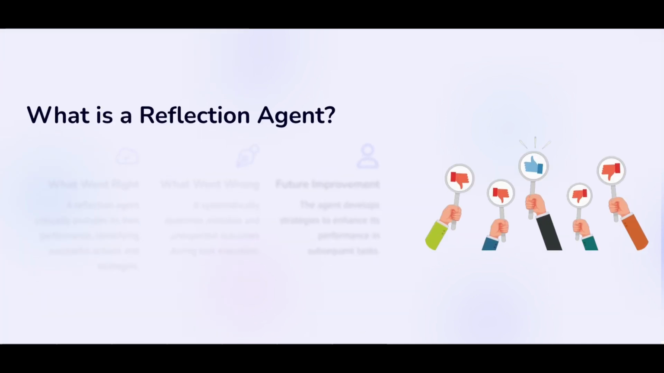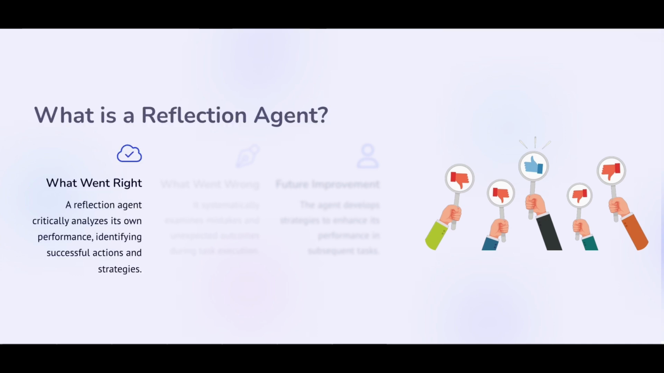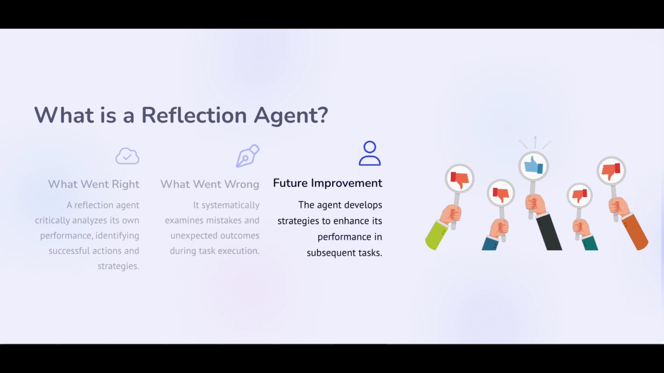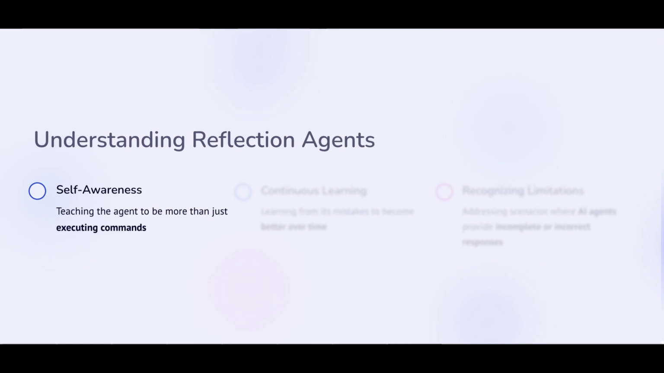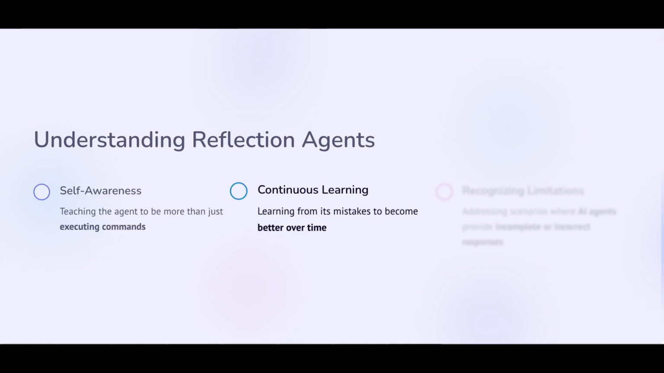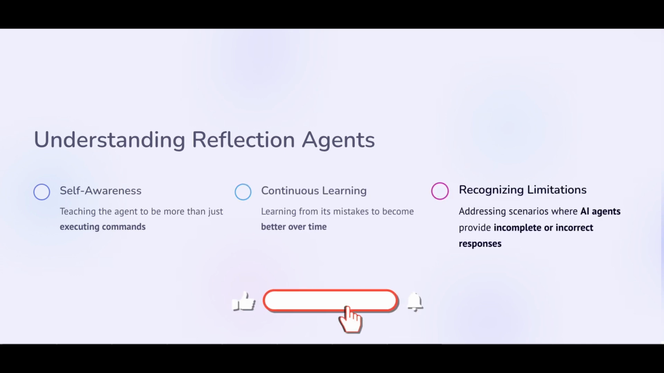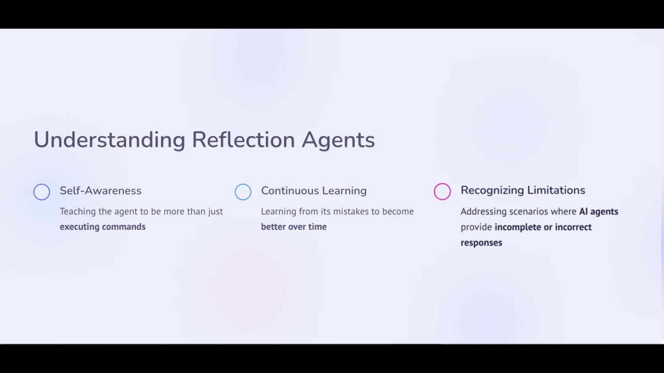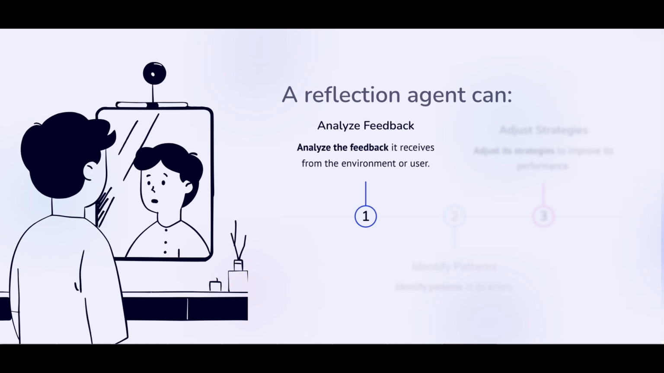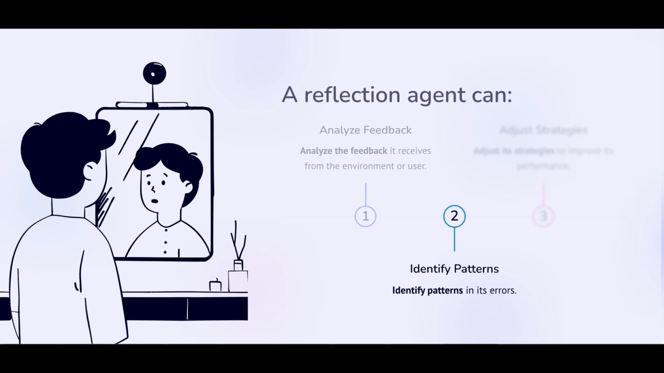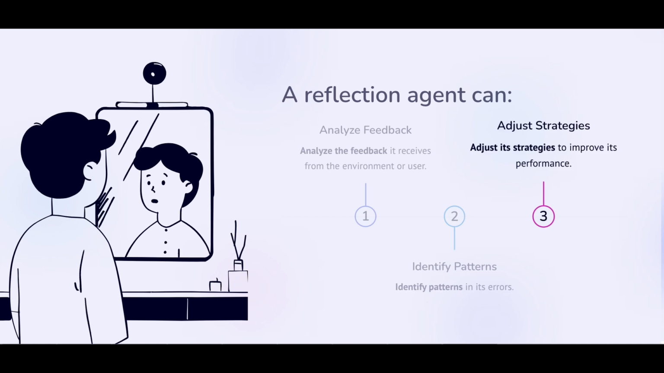A reflection agent is like a critique of its own actions. After performing a task, it pauses to reflect on what went right, what went wrong, and how it can improve for future tasks. Think of it as teaching the agent to be self-aware. It's not just executing commands, it's learning from its mistakes to become better over time. For example, if you have worked with AI agents, you will know that they can sometimes provide incomplete or incorrect responses. A reflection agent, on the other hand, can analyze the feedback it receives from the environment or the user, identify patterns in its errors, and adjust its strategies to improve its performance.